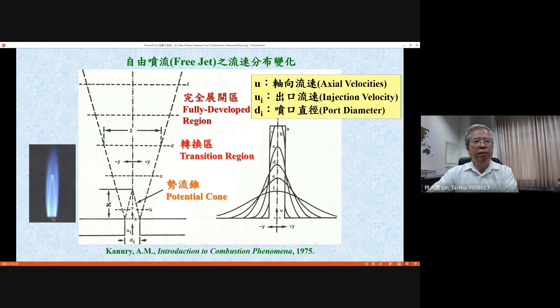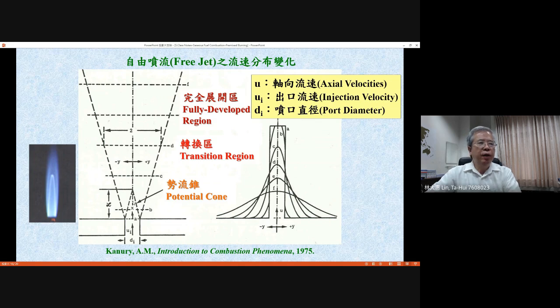But for cross section B, we have moved a little bit away from the exit plane, and you can see the region of uniform axial velocity distribution becomes narrow, because some momentum is reduced and converted to radial momentum. They have interactions with the outer gaseous medium. But at cross section B, in the center region the flow still retains its uniform axial velocity, but the region becomes narrow.